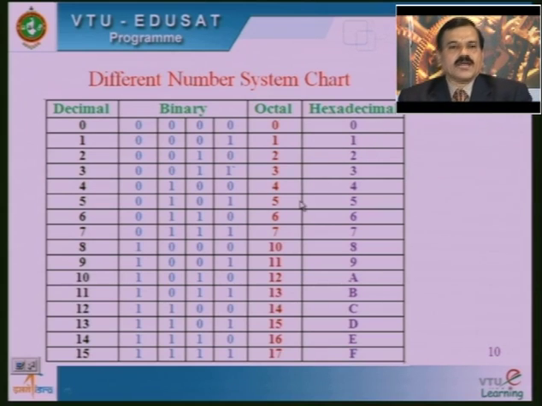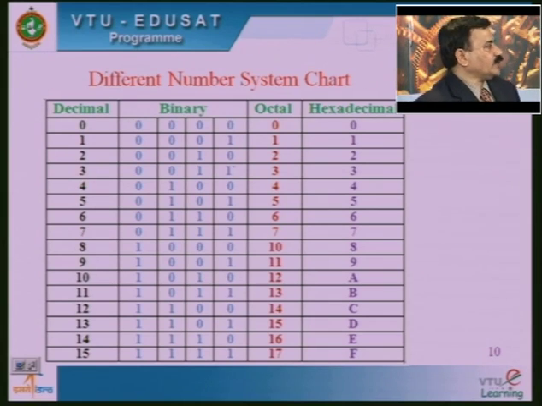This looks fine up to the value 7. Up to 7, whatever it is in decimal, it is the same in octal and the same in hexadecimal also. Now the decimal number 8, if you write it in binary, takes 1000. Then we write the octal equivalent of decimal number 8 as 10. Why? This is our question.